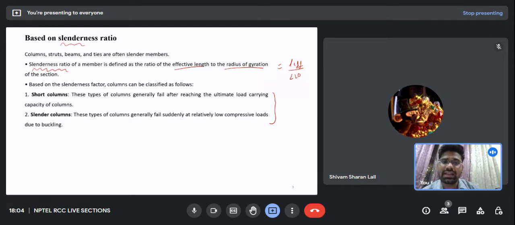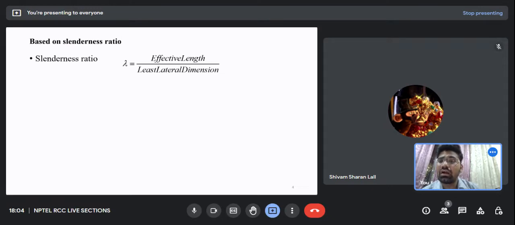Now let's look at the other slides which show us what the slenderness ratio is. For different slenderness ratios, we have classified different structural components. Firstly, there is the pedestal. A pedestal is a purely compressive member. There is no chance of eccentricity in this member.